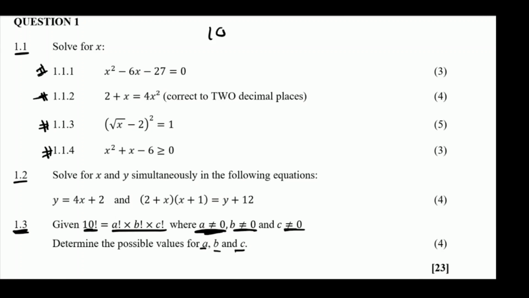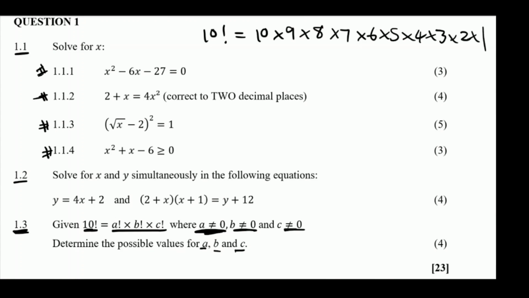So we have 10 factorial, right, which is equals to 10 times 9 times 8 times 7 times 6 times 5 times 4 times 3 times 2 times 1. So that's how you present this factorial, right? So what we can do here, it's all about manipulating, right, to make sure that we have 3 factorials at the end. So what I'm going to do is this.